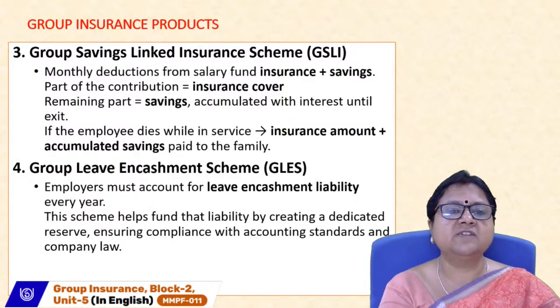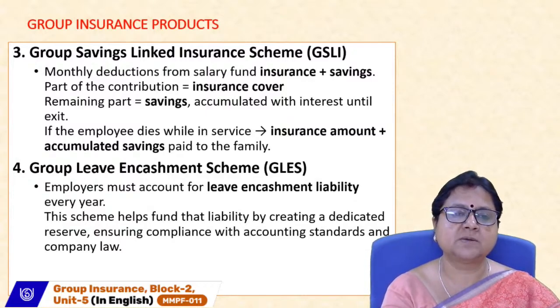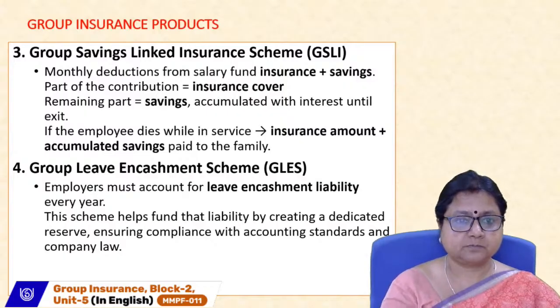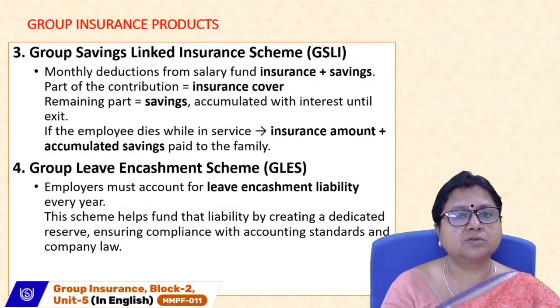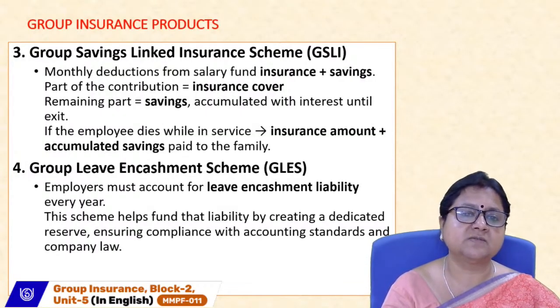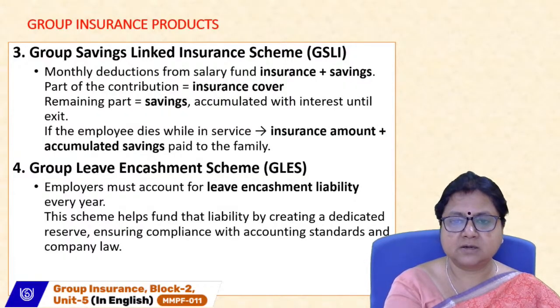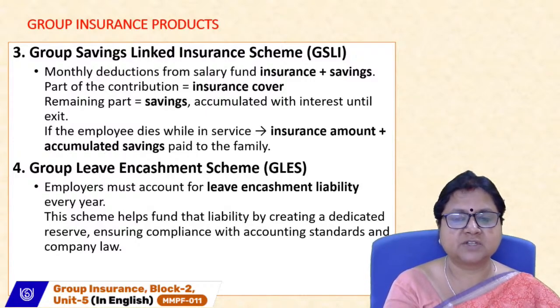There can be group savings linked insurance schemes. Here there will be monthly deductions from salary for insurance plus savings. The part of the contribution is equal to the insurance cover, and the remaining part is the savings accumulated with interest until you exit. If the employee dies while in service, insurance amount plus the accumulated savings will be paid to the family. So a part of the salary will be deducted from the salary of the person.